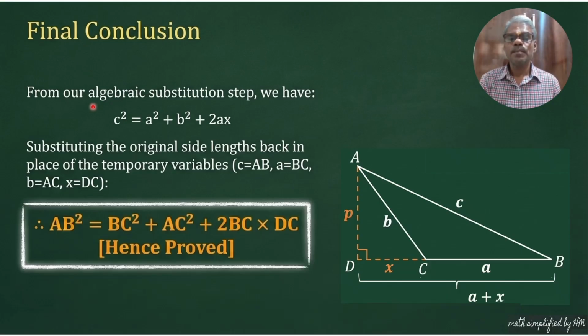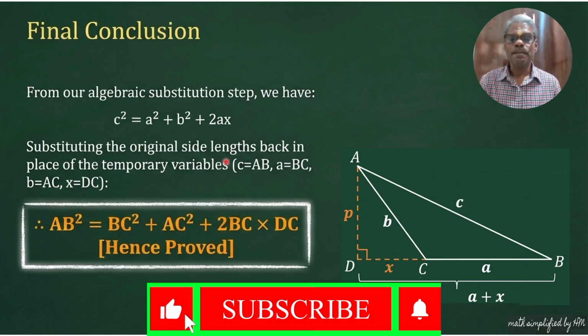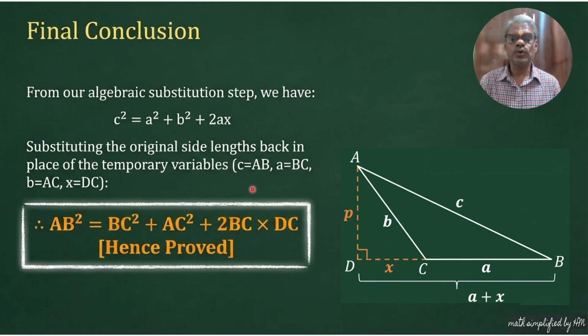Final conclusion: from our algebraic substitution step, we have c square is equal to a square plus b square plus 2ax. Substituting the original side lengths back in place of the temporary variables, that means c is equal to AB, a is equal to BC, b is equal to AC, and x is equal to DC, we get AB square is equal to BC square plus AC square plus 2 BC into DC. Hence, we have proved the theorem.